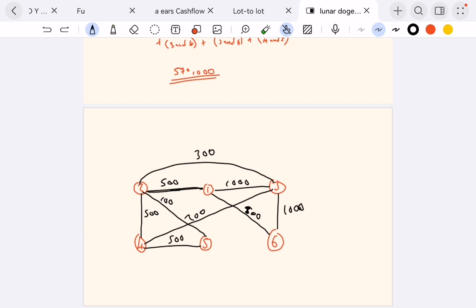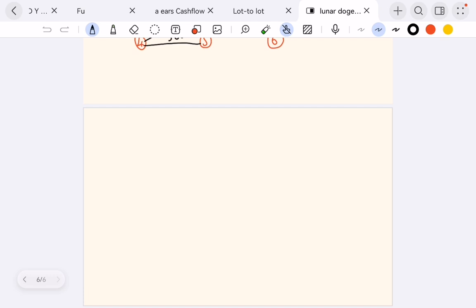So it will be 100,000. So better we pay 100,000 than we pay 200,000. So it minimizes the cost. So we will start again after our table there. So it will be the new cost.